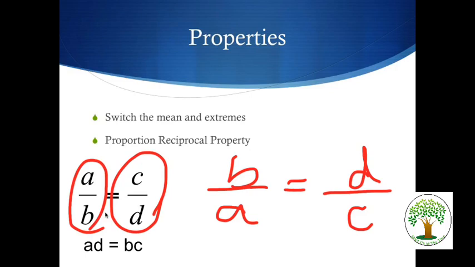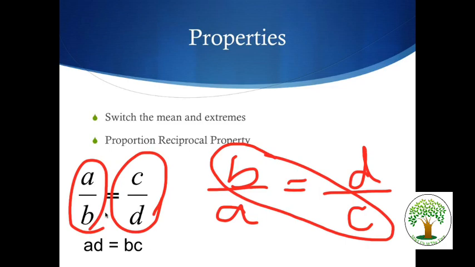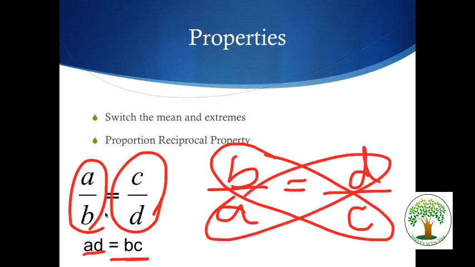B and C go in the place of a reciprocal property. And A and D are still going to go together, so it's still going to work out. It's still going to work. You can take the reciprocal of one and it will equal the reciprocal of the other.